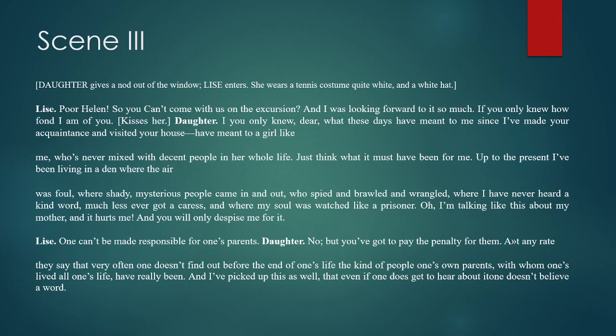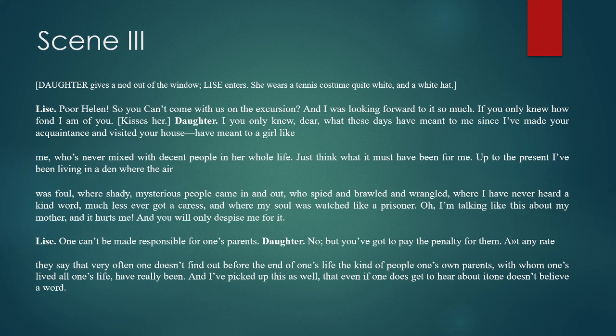See, this is the third scene. It's a very important one because in this scene we can see the entry of the fourth character, Lise. The daughter is now the only character in the house. This Lise enters. She wears a tennis costume, quite white, and a white hat. Lise first of all asks her why she has not joined her for the excursion, but the daughter says that her mother did not allow her.